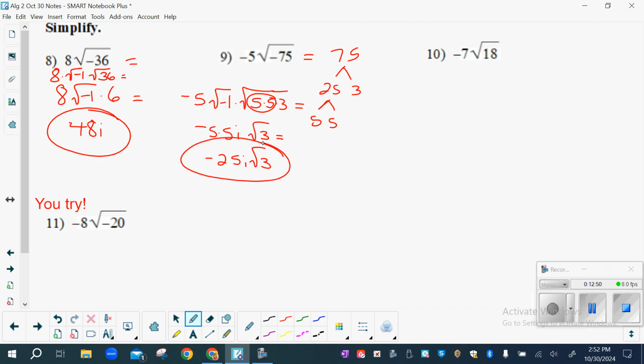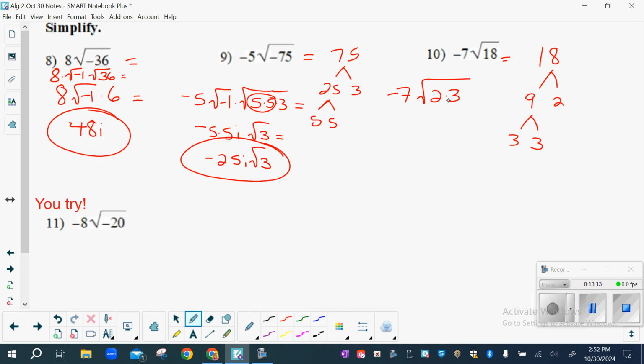Okay, we're going to do 10 last. What do we do on number 10? Back here in this group, what do we do first? 9 and 2. So 18, we're going to take our prime factors, doing a factor tree, 9 and 2, and then 3 and 3. So this gives us negative 7 times what?